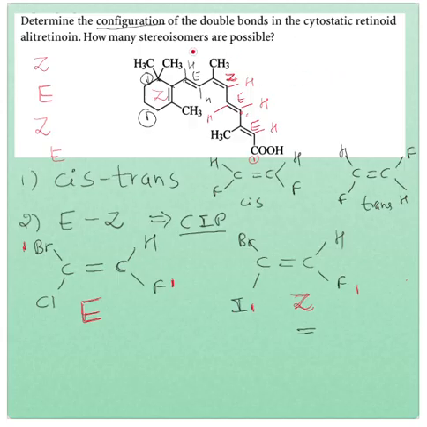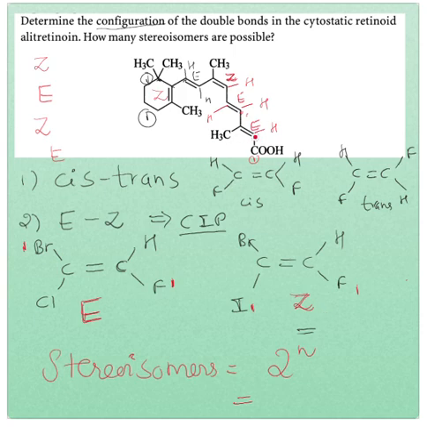Now, how many stereoisomers are possible? For the total number of stereoisomers, we generally use the formula 2 to the power n, where n is the number of possible configurations for the molecule. Now 1, 2, 3, 4, 5. We have 5 double bonds. Therefore n is supposed to be 5, because n refers to the number of double bonds which can form different isomers, that is E and Z.